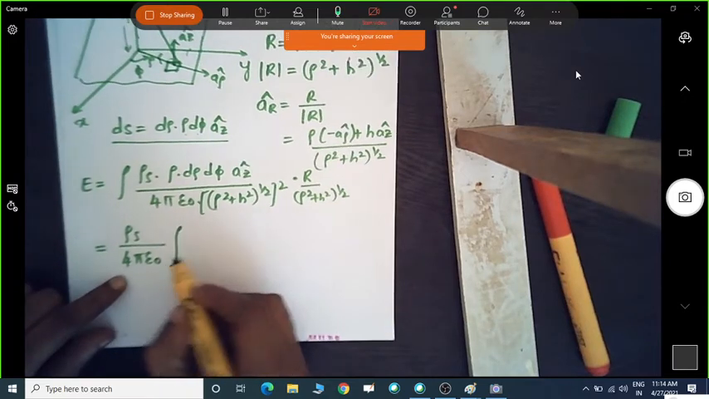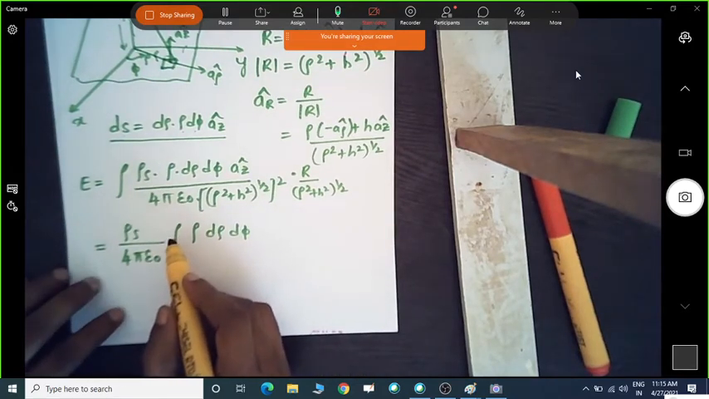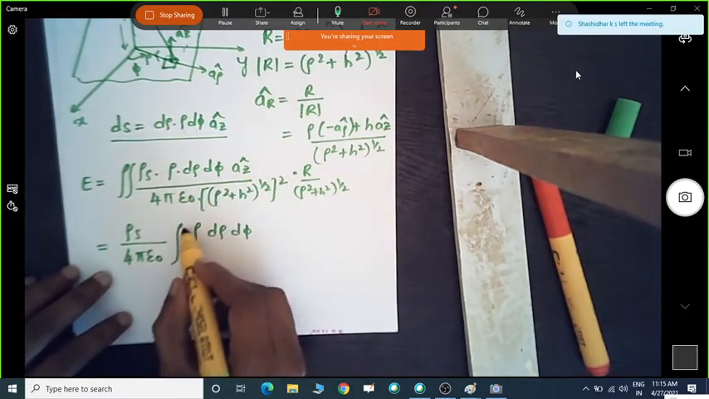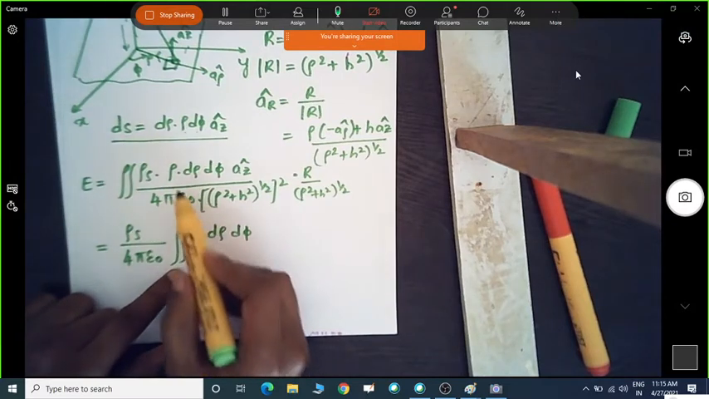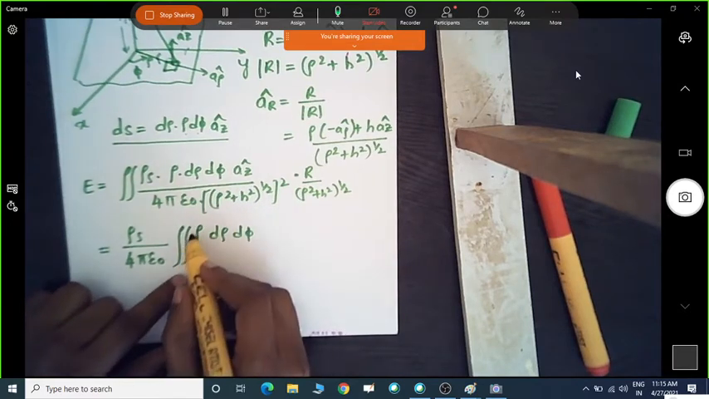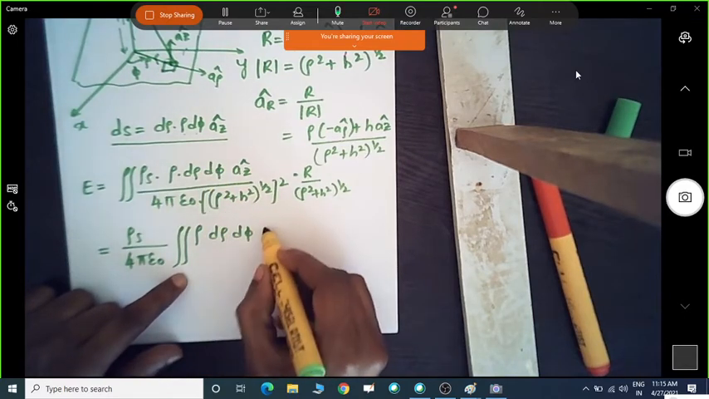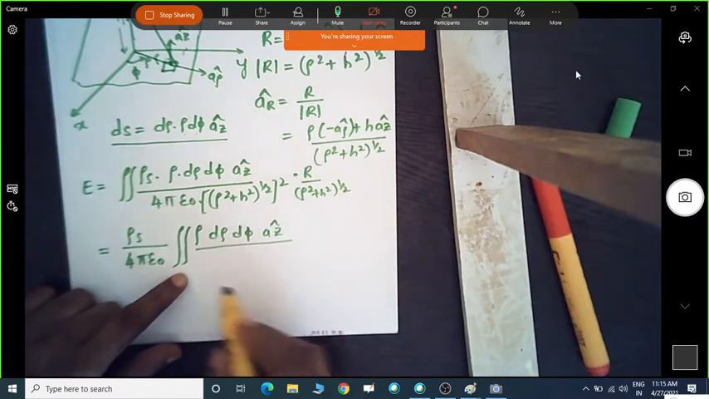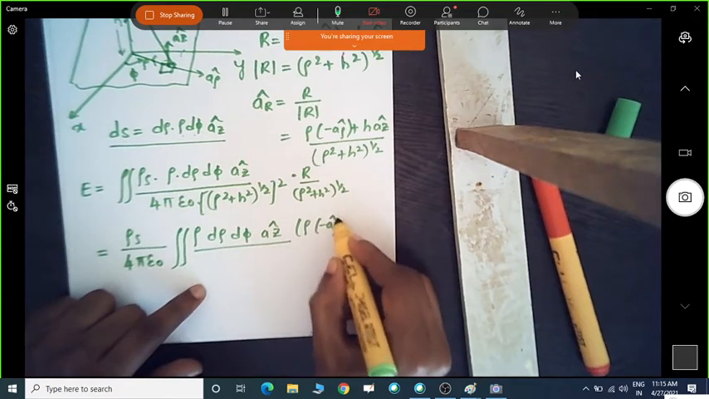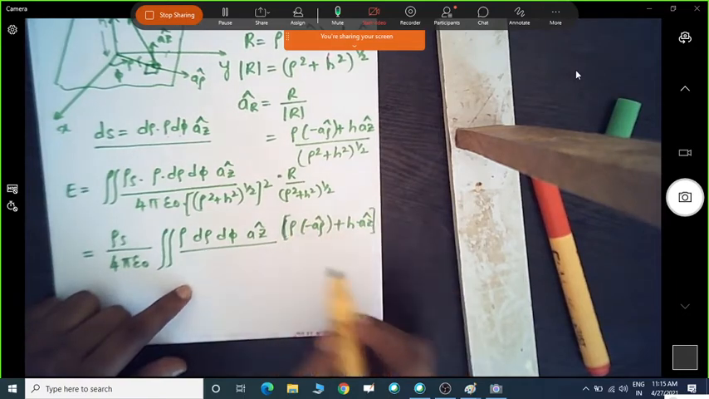So we can rewrite this as rho d rho d phi. Since it is a surface area, that is ds, we have to consider the double integral, with respect to rho as well as phi. We will discuss the limits for rho and phi shortly. Now it is in the az direction, divided by the vector r, which is nothing but minus rho a rho plus h into az. So this is your vector r.